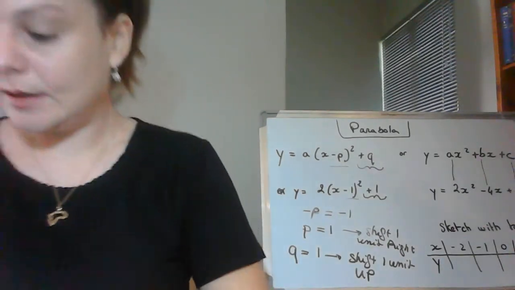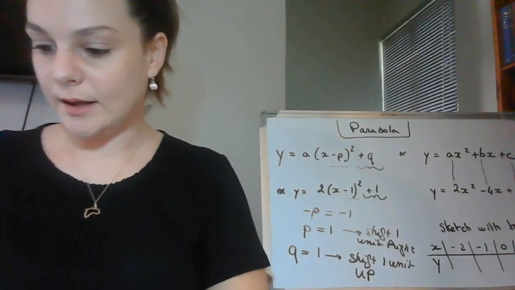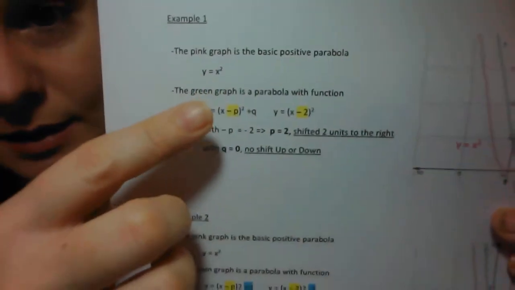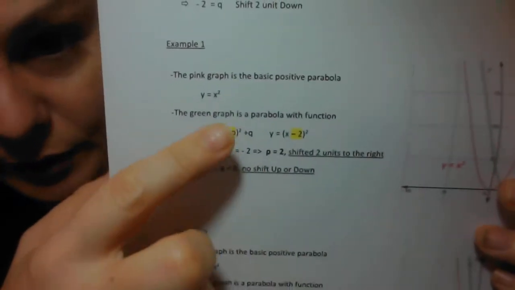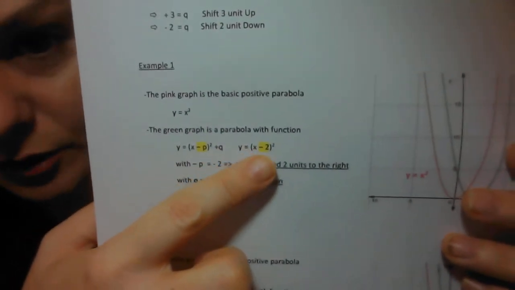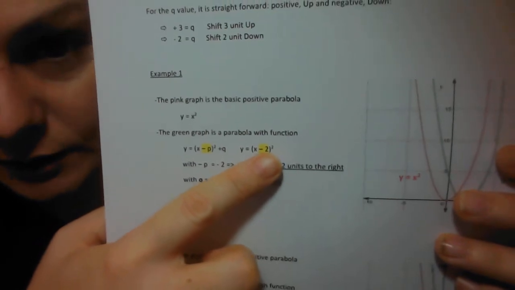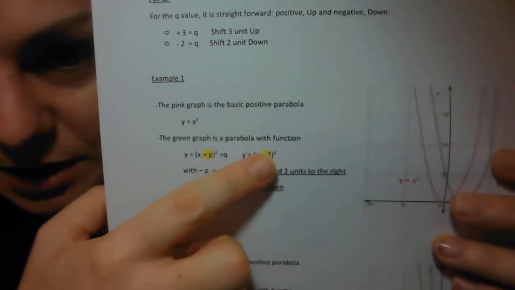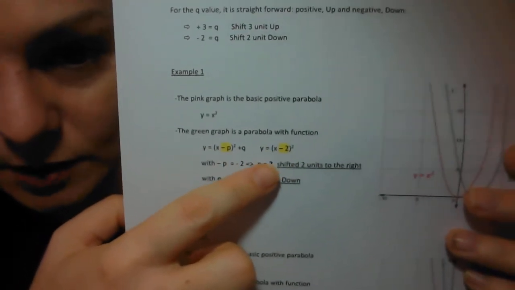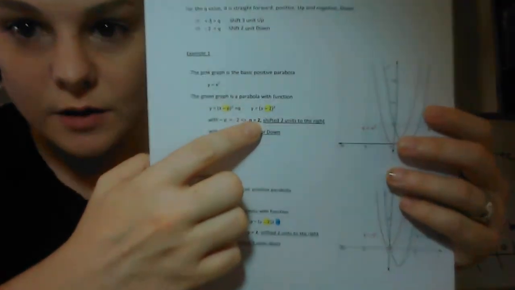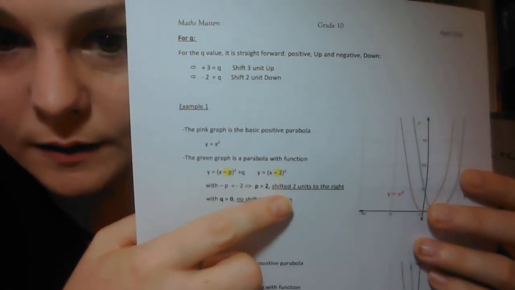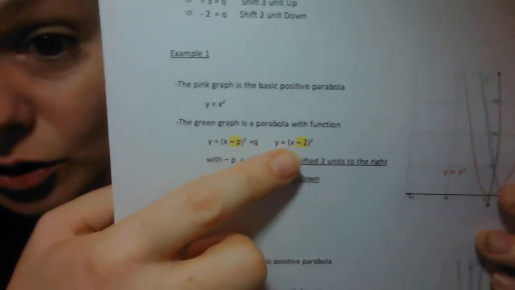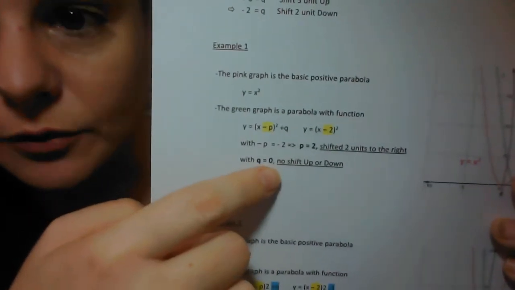Good. Let's just describe quickly the two examples I gave you. Right, first one. We had this as an example. y equals (x minus 2) squared. So here, what is the p-value? The p, because minus p is minus 2, then the p is 2. So this graph is going to be shifted 2 units to the right. And what about the q value? Well, there is nothing at the end. There is no q at the end, so the q is 0. Then there is no shift up or down.